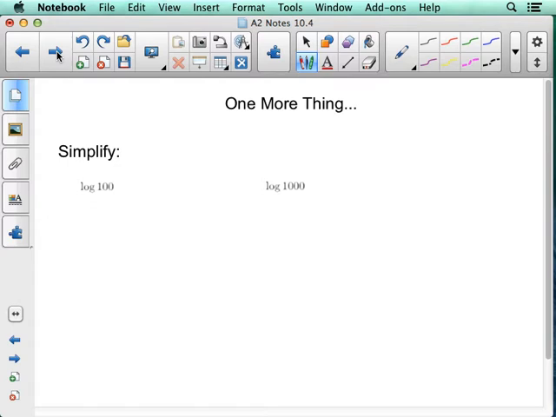All right, let's try this one. So this is base 10. Remember, when there's no base, the base is automatically 10. So log base 10 of 100 equals what? Basically I'm asking 10 to the power of what equals 100? Well, 10 squared equals 100, so this equals 2.